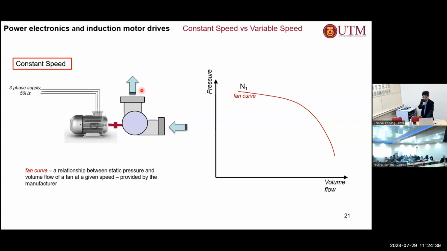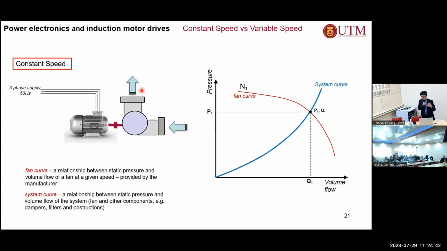Now, there is also what we call the system curve. A system curve is a relationship between the static pressure and the volume flow of the system, which means a system that includes everything. It includes other components such as dampers, filters, and obstructions. And it is not given at a constant speed. It can be of different speeds, which means that for a given flow rate here, you require a certain static pressure there, which is not a constant speed characteristic.